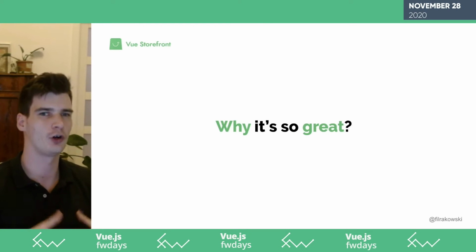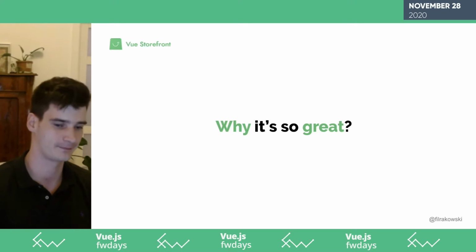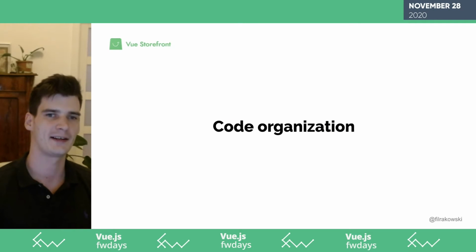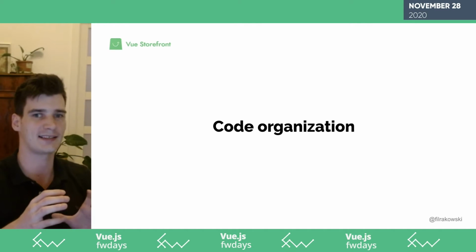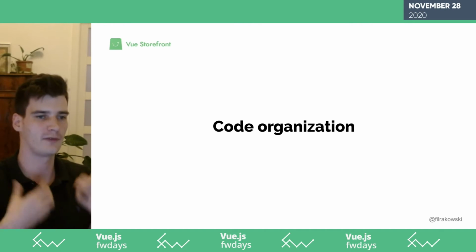Now that we are all on the same page, it's time to talk about why Composition API is so great and how it changes the way we are building our applications. One of the biggest benefits in terms of code maintainability is the fact that Composition API allows us to organize our code in a much more flexible way.